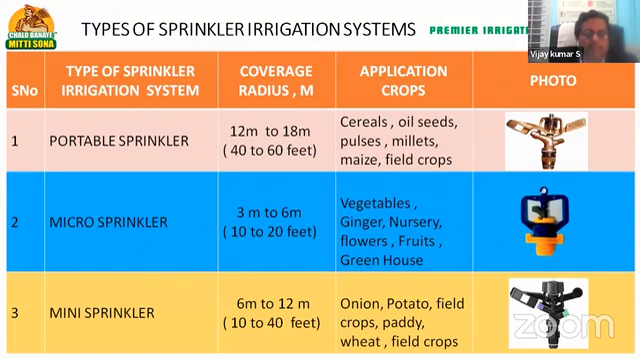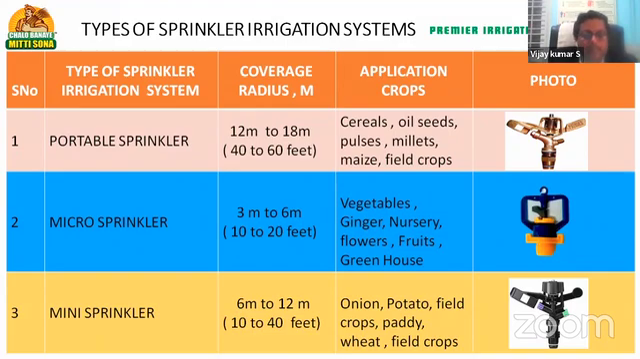Coming to the second one, that is called the micro sprinkler. These are basically small sprinklers. Why are they small? Because you're going to have a lower radius. The radius is between 10 to 20 feet or 3 to 6 meters. Typically, these micro sprinklers are very popular to irrigate vegetables, ginger, nursery, flowers, fruits, greenhouses, anywhere that you go. One advantage of a micro sprinkler is that not only will it provide irrigation water, it will also create what is called microclimatic control or humidity control. When the water is sprayed in the area, automatically the temperature is going to come down because it is going to increase the humidity.